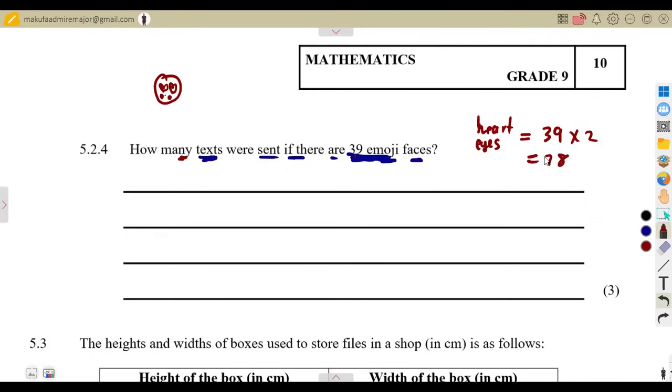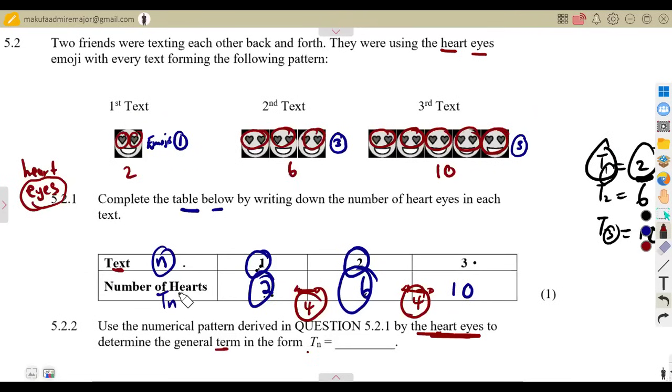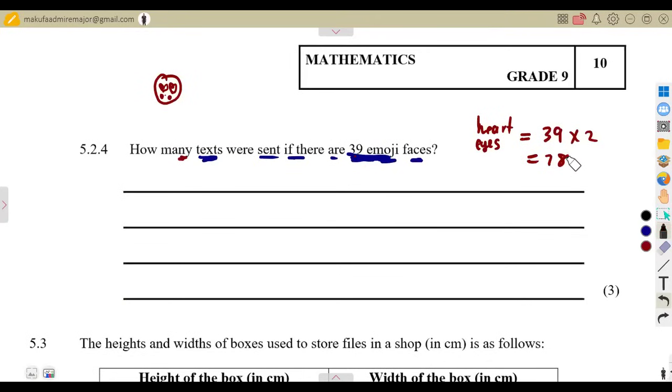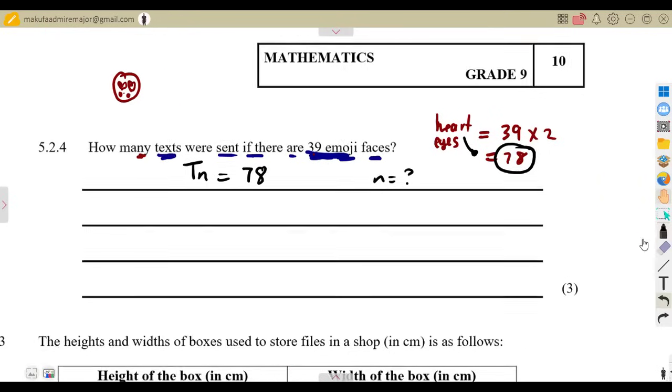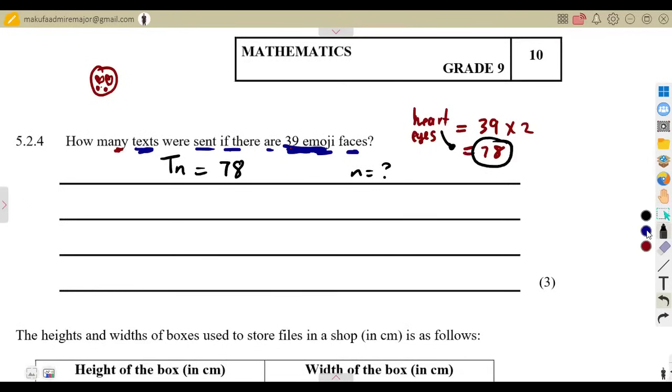So if we have got 78, remember the number of hearts is represented by what? By Tn. Tn is for the number of hearts. So there we are given Tn. It's like this. This 78 that we are seeing is the number of heart eyes. So we are given Tn is equal to 78. So find n, that is the question. How are you going to find n? Remember, our Tn was an expression, how it was given. Tn was given as 4n minus 2.